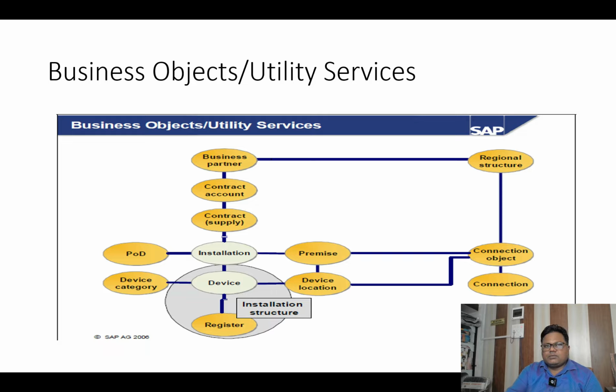So from the connection object we do the link with the regional structure. We create the regional structure. In the regional structure we create your district hierarchy, cities, postal codes, all the things we create in the regional structure.